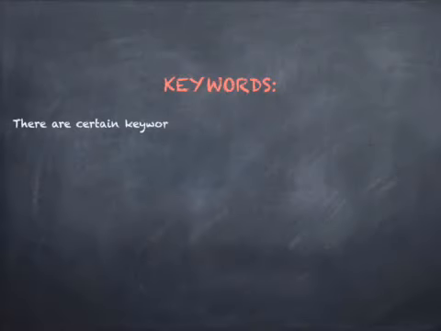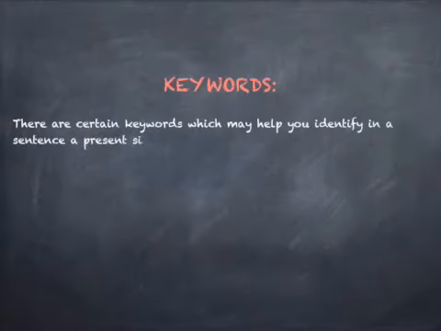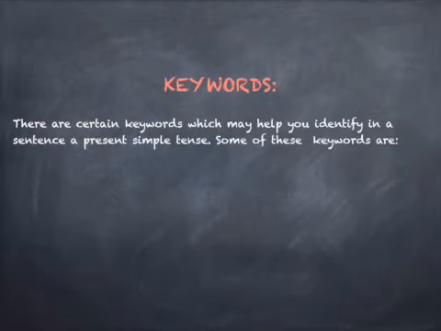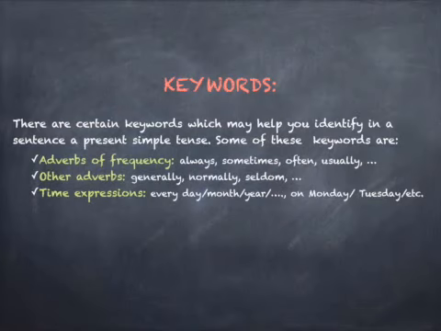There are certain keywords which may help you identify in a sentence a present simple tense. Some of these keywords are adverbs of frequency, like always, sometimes, often, usually. Other adverbs as generally, normally, seldom. Or time expressions like every day, every month, every year, or days of the week, on Monday, Tuesday, etc.